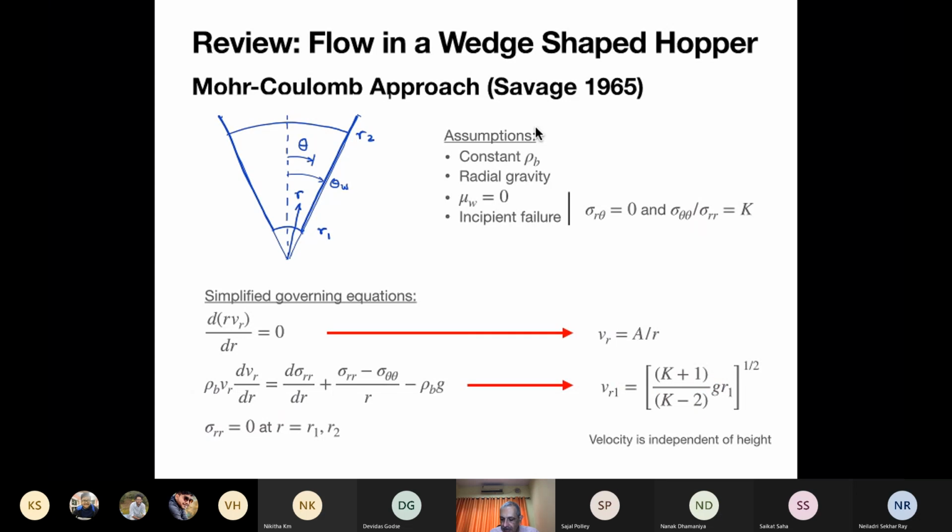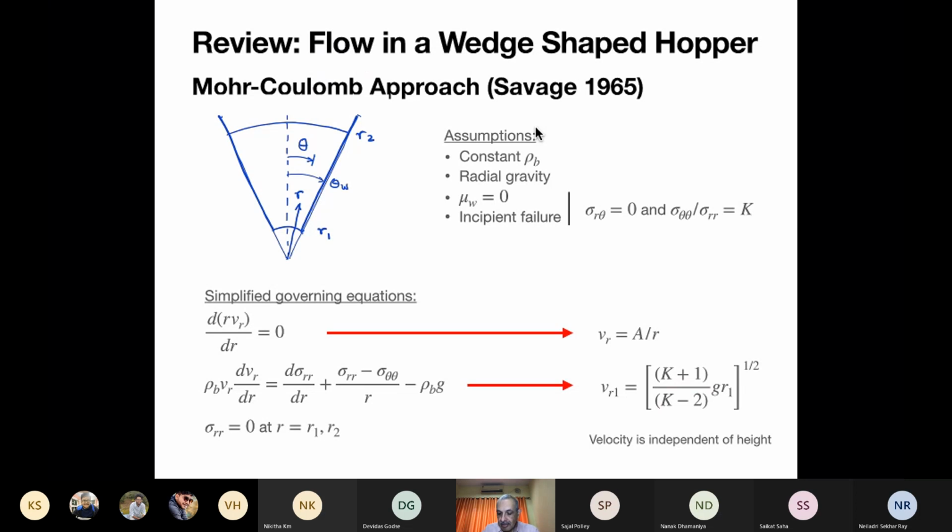And what is the nice result here is that this velocity is independent of the height of material in the bin, once the height becomes large enough. So it just is g times R1. So it depends only on the size of the orifice. R1 is the orifice size, and this is the coefficient, which depends on the angle of internal friction. So this is a very nice and simple theory.